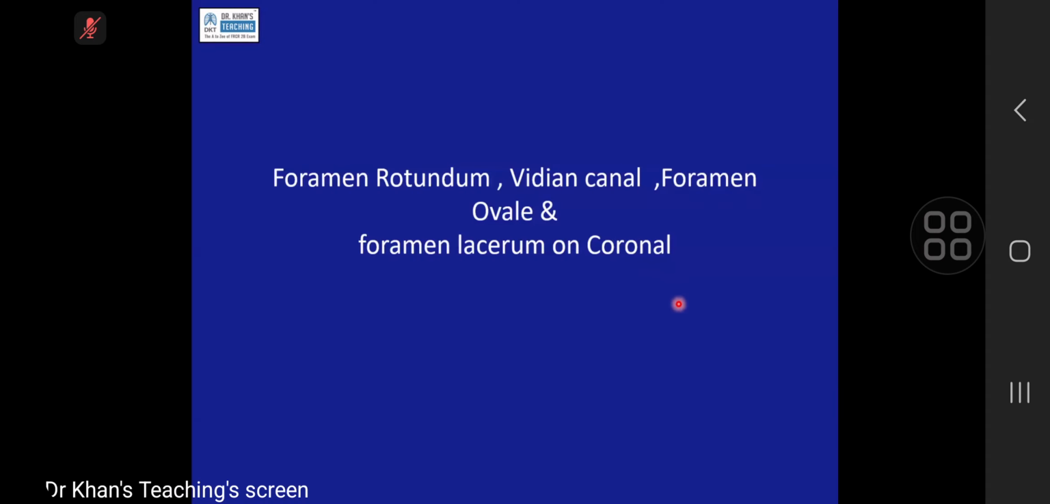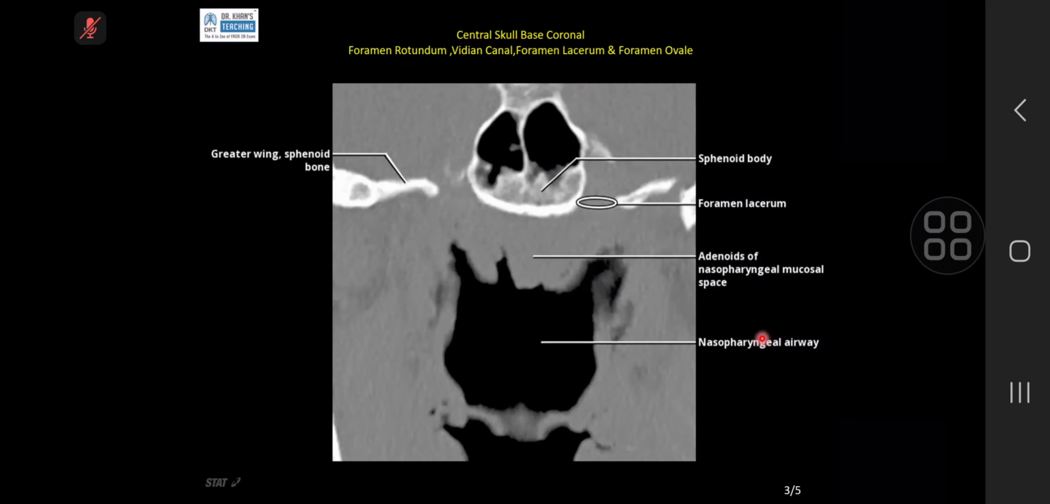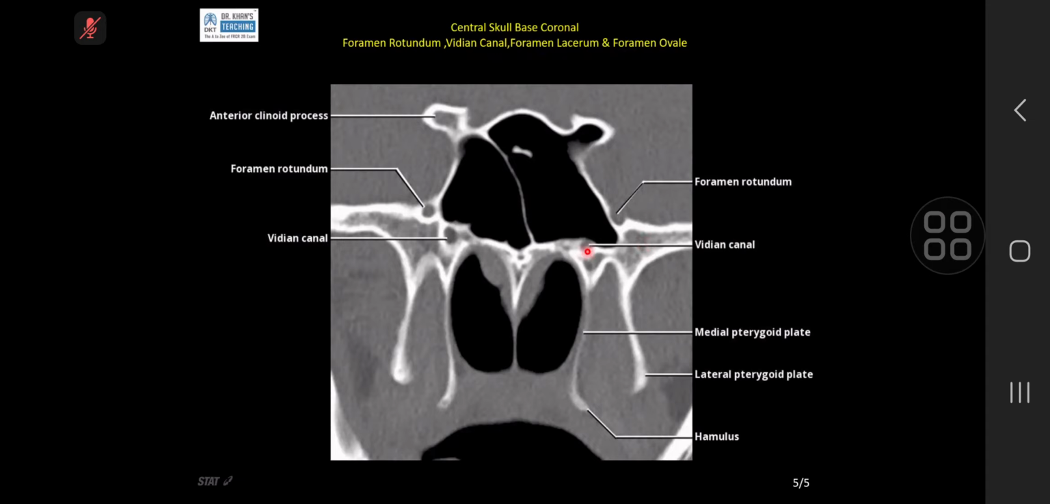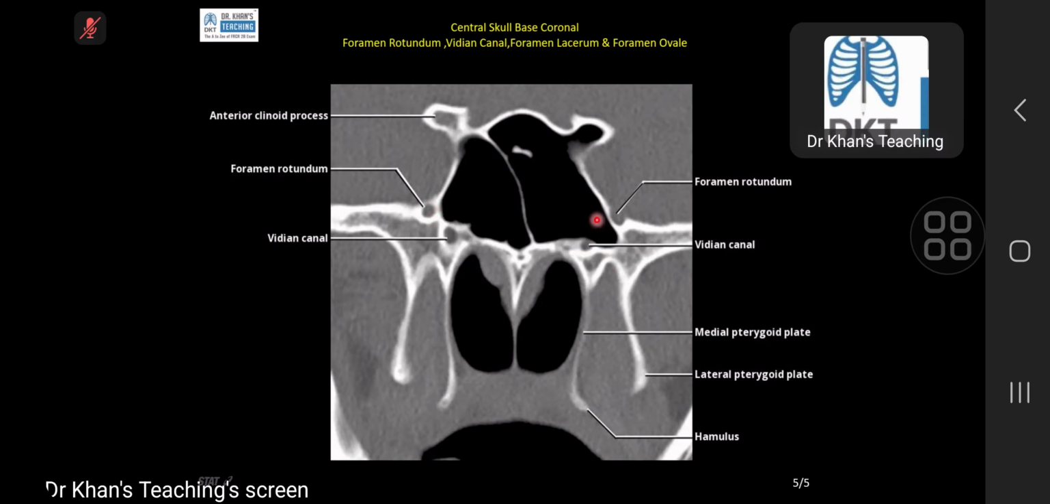Now let's see the same thing on coronal. So this is the coronal, and now these are the sphenoid sinuses, and you can see this Vidian canal, which is just at the base or inferior to the sphenoid sinus. As they go further anteriorly, they actually are just inferior to the sphenoid sinus. These two structures is what I'm talking about. And the foramen rotundum will remain lateral to the sphenoid sinus.